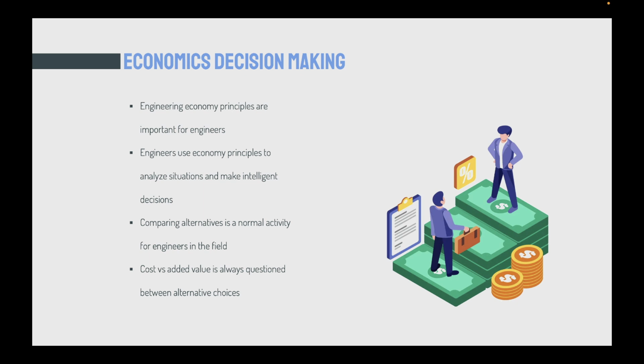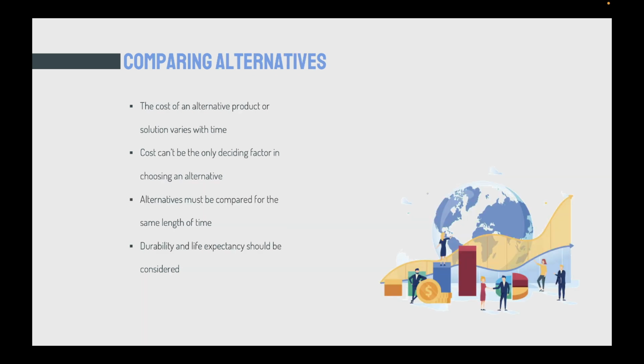We always, as engineers in the industry, in the market, have alternatives that we're going to compare and go with the cheapest, the best, and the most durable. That's your daily activity. Then always you need to keep in mind the cost versus the added value of the component or of the device that you are buying for the company. What are your other alternatives? And how would I choose which alternative is the best for me, cost versus added value? Cost is not always the main focus. The cost of the alternative product, as we mentioned, always changes with time, and cost is not the only deciding factor to choose a certain alternative.